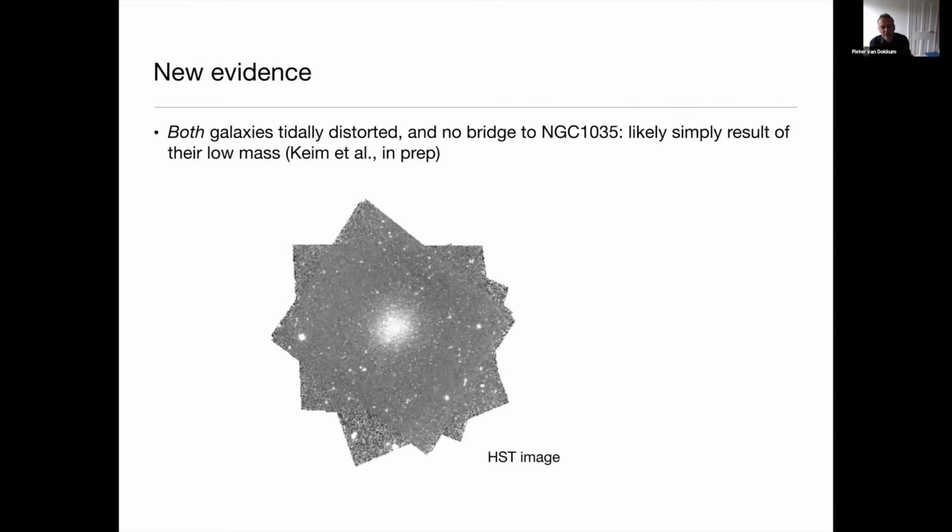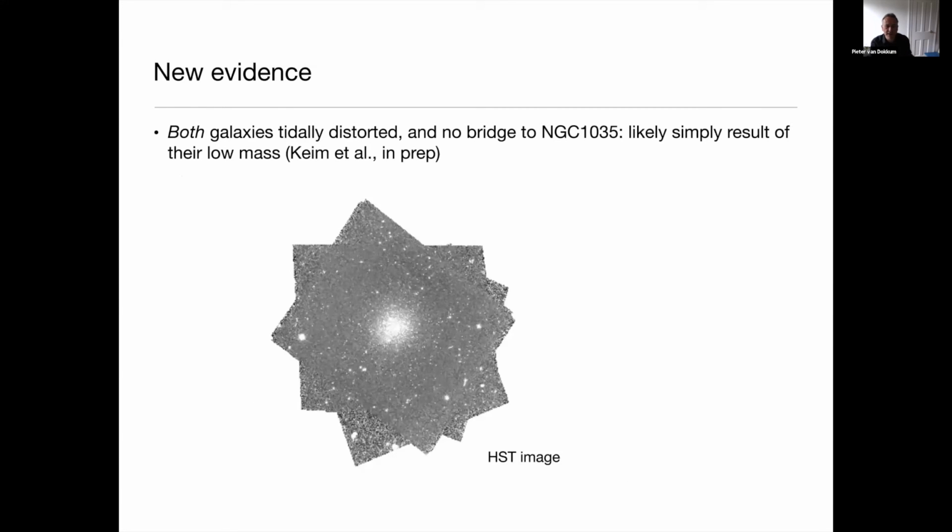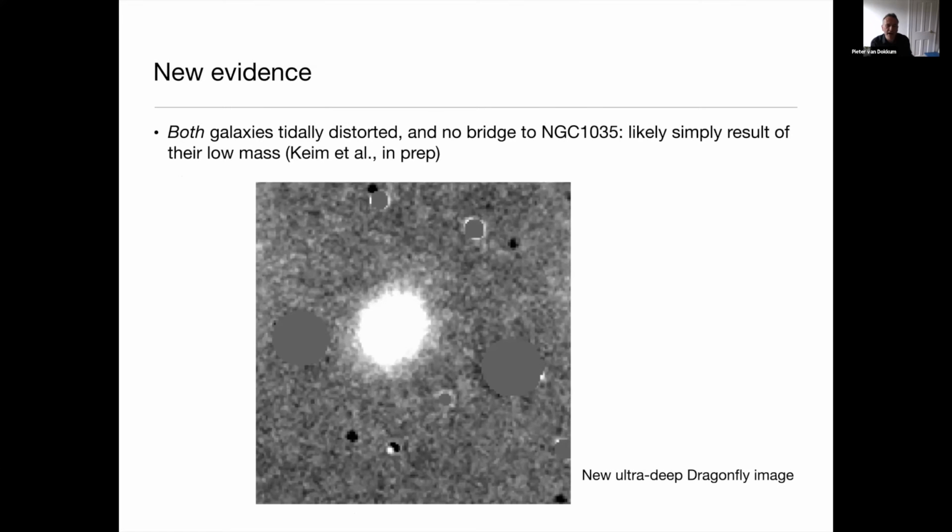There's some new evidence, a little bit from Dragonfly, where we discovered that both galaxies are tidally distorted. They have distortions. This is a Dragonfly image. This is the HST image, and you can see by eye that the ellipticity and the position angle change between these two images.